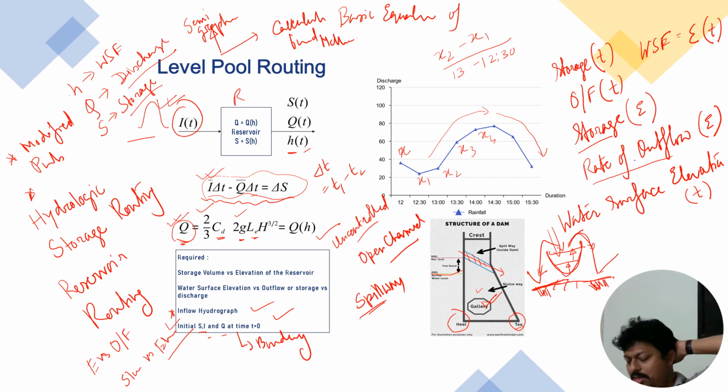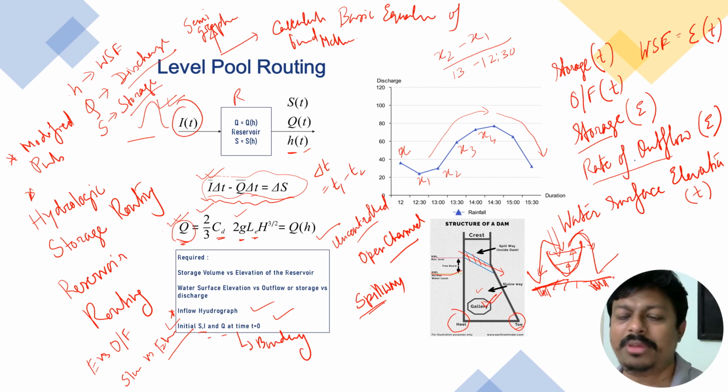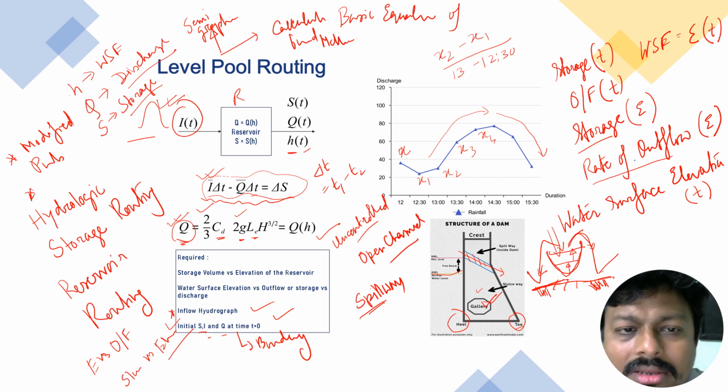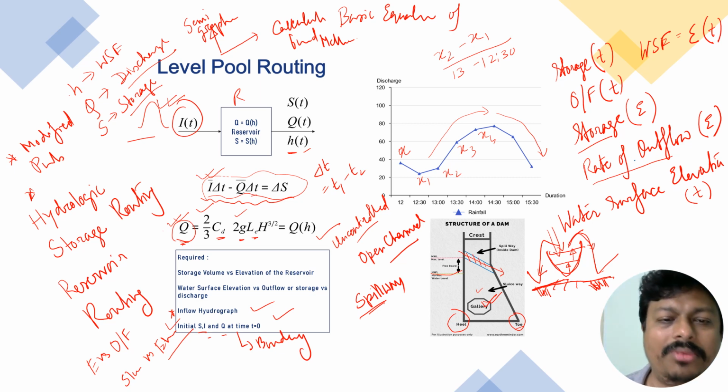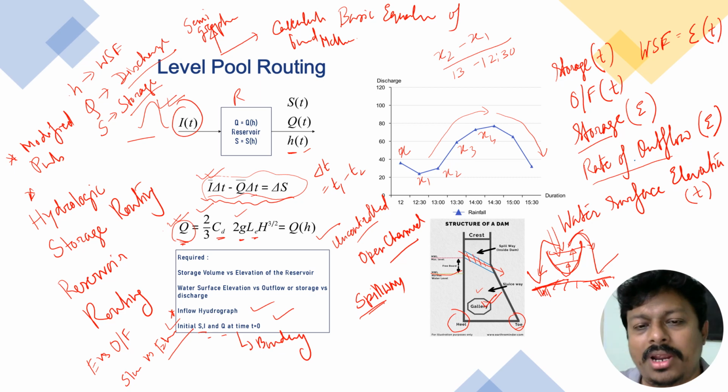Of these three methods, two are numerical, completely numerical, and one is graphical, or rather semi-graphical. So with those three methods, you can easily solve the problem and find the output hydrograph here.